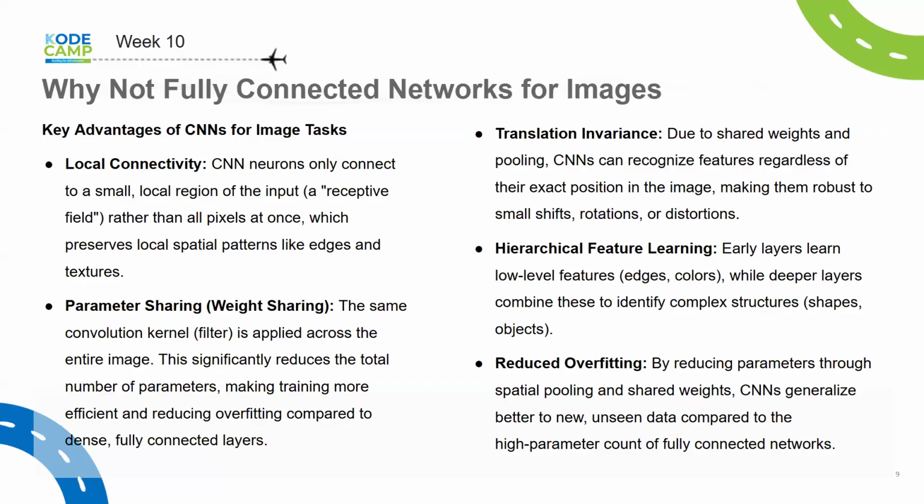You can see it as a specific pattern recognizer that has been trained to recognize just one specific pattern. And wherever it sees that pattern on the image, it will recognize it, right? So, that means they're also very robust to small shifts, rotations, or distortions. Then there is one other aspect which we need to mention, the hierarchical feature learning.